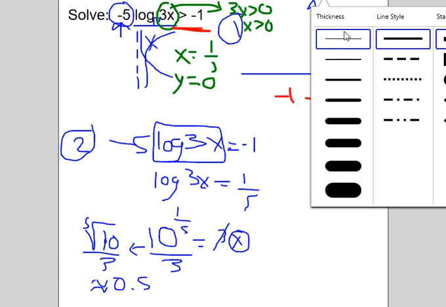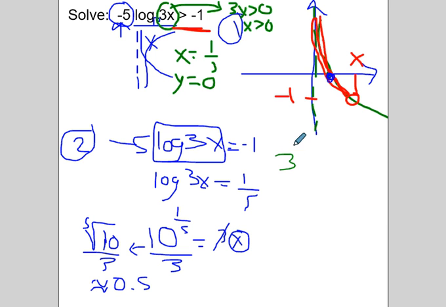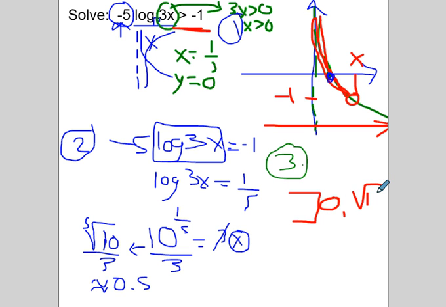So let's look at part 3. How would we write our answer? If you look at the red on your graph, and we're reading from left to right, when does the red start? It starts at 0, not included, because it's our asymptote. And it's going to stop at your x value, which is the 5th root of 10 over 3. And that is also excluded because it's just greater than, it's not equal to.